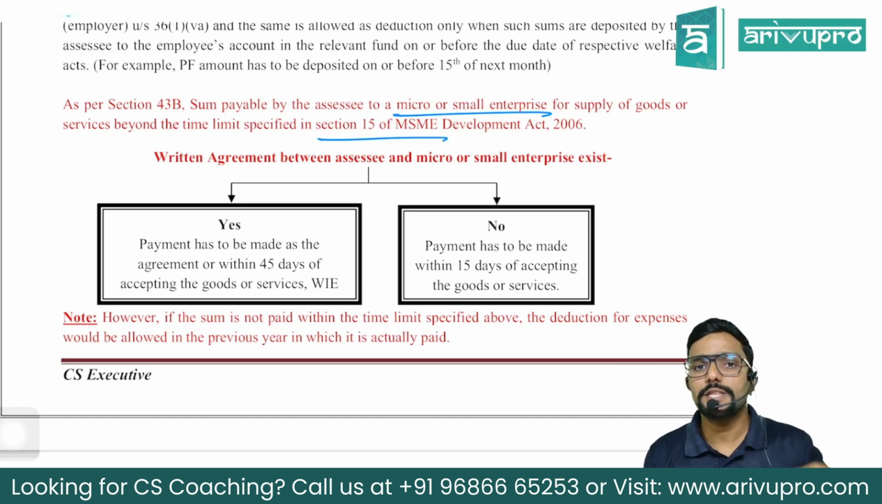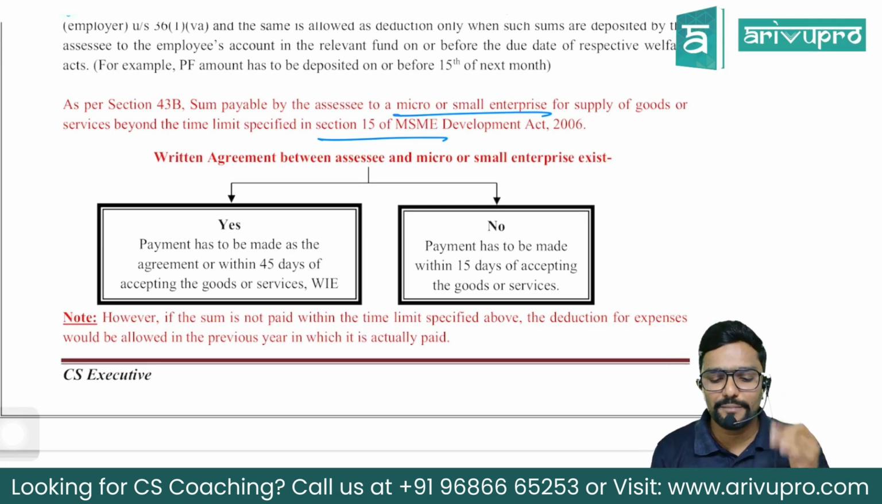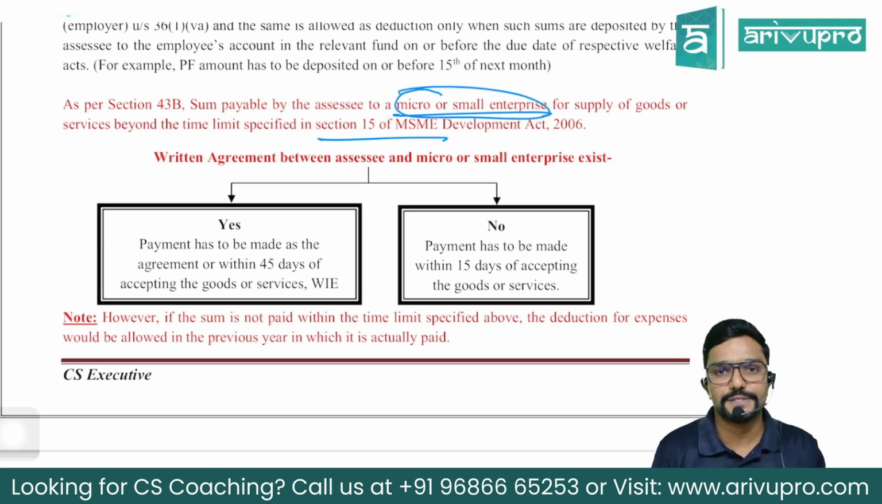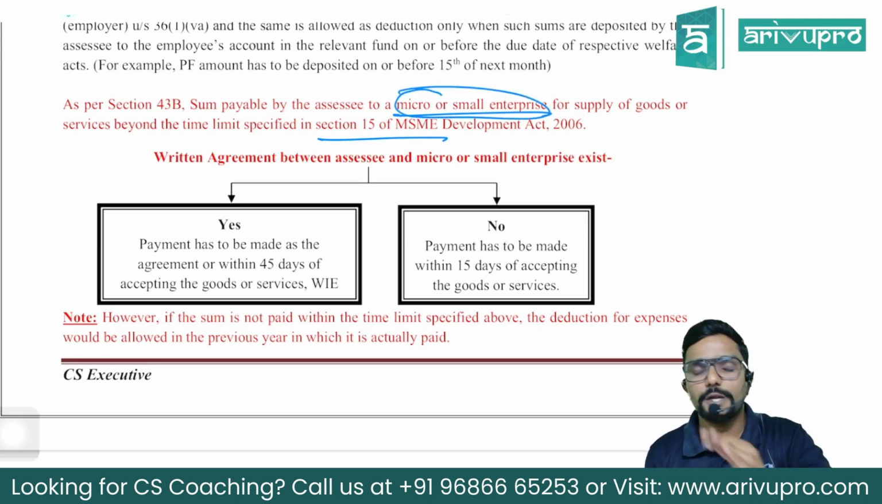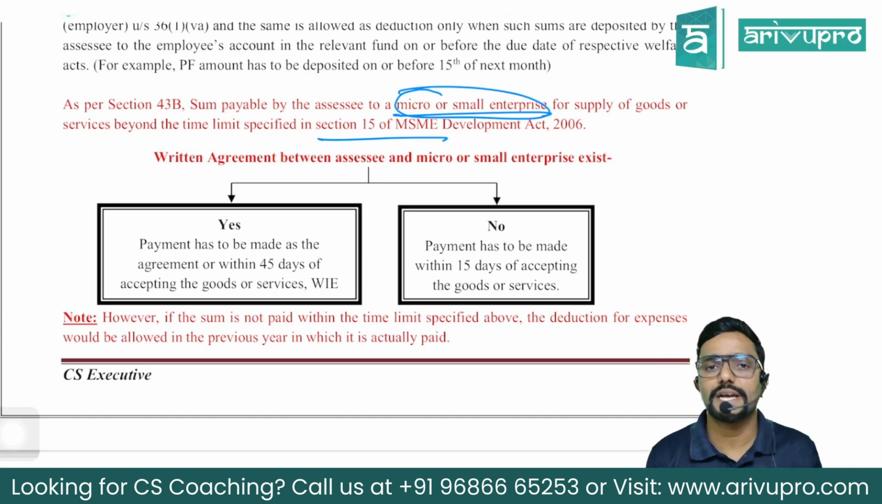So section 43B is telling that if payments are made to a micro and small enterprise, and the payment is not made within the due date given in section 15 of the MSME Act, then it is disallowed in the current year. Sir, then when will it be allowed? In the year in which you make the payment.